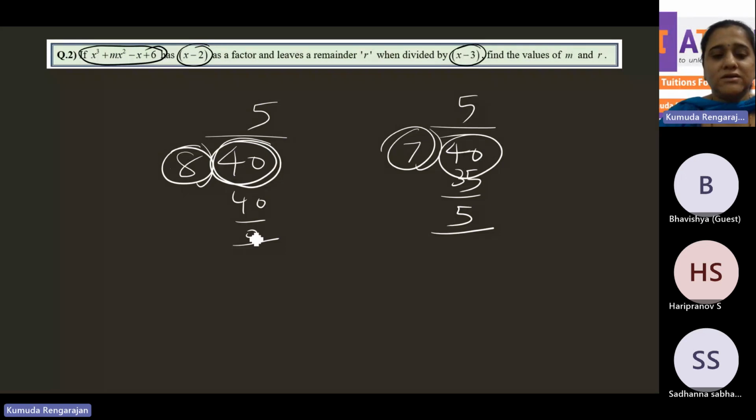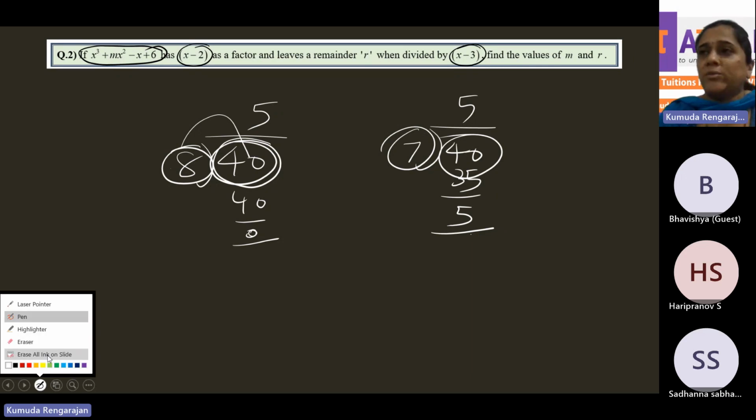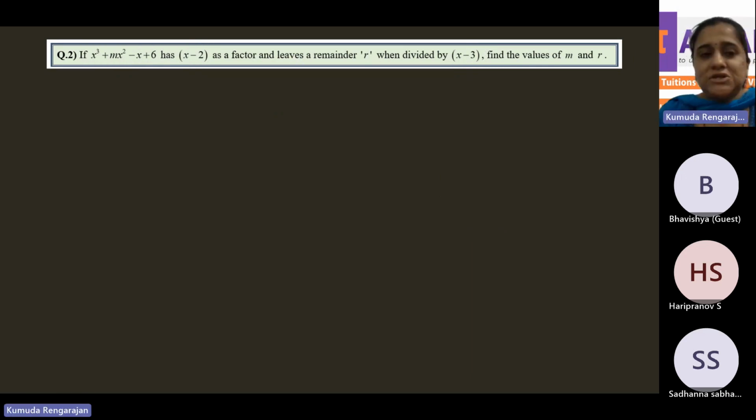Here the remainder is 0. That means 8 is a factor of 40. But when you divide 40 by 7, the remainder is 5. This kind of situation is given using polynomials here, using expressions here.